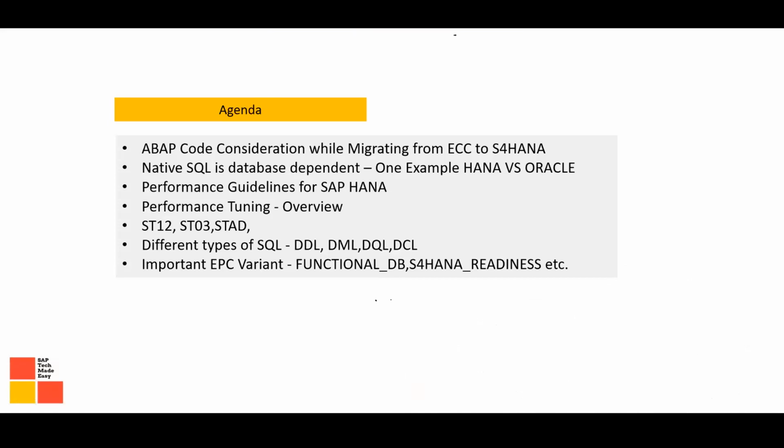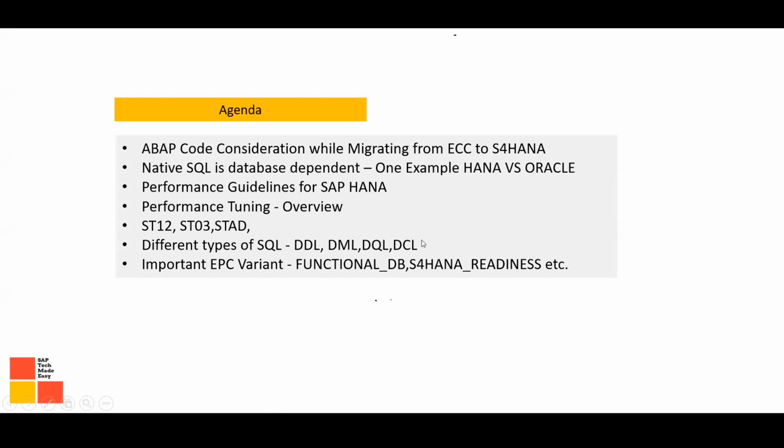Here you can see the ABAP code considerations while migrating from ECC to HANA, meaning what code considerations we have to take care of when migrating from ECC to S4 HANA. That means what an ABAPer is supposed to do when anything is migrating from ECC to S4 HANA. Then native SQL is database dependent, that is true, right? Open SQL is database independent. Then performance guidelines for SAP HANA, then performance tuning, then ST12, ST03, and STAD. These are the different tools we use for performance trace.